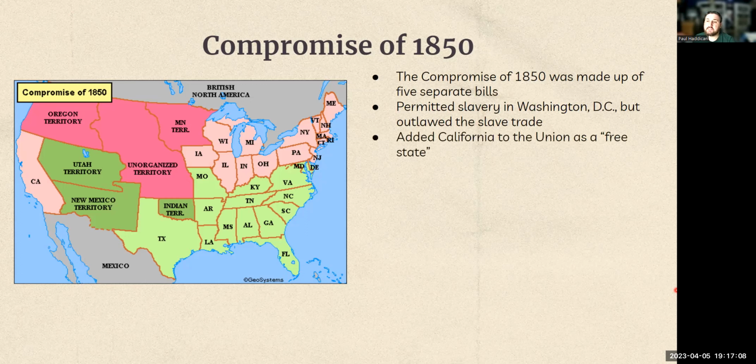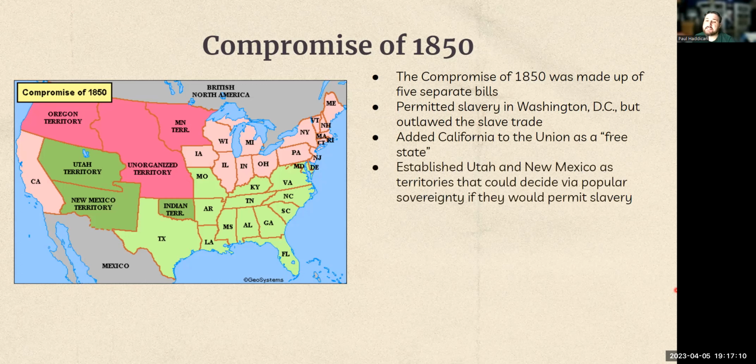It adds California to the Union as a free state. It establishes Utah and New Mexico as territories that could decide via popular sovereignty if they would permit slavery. So Utah and New Mexico here, whenever they become a state, they have the right to vote on it, to have a popular vote to decide if they'll be a free state or a slave state.